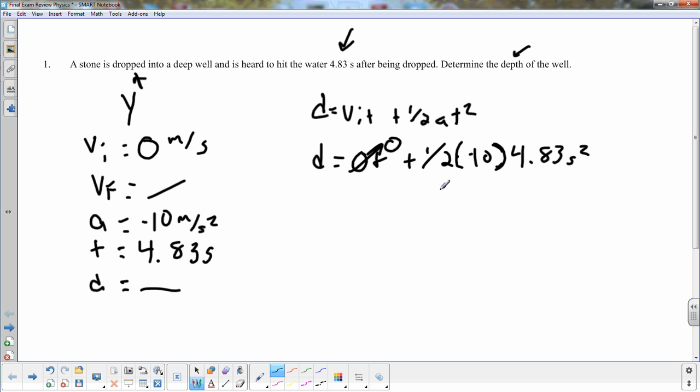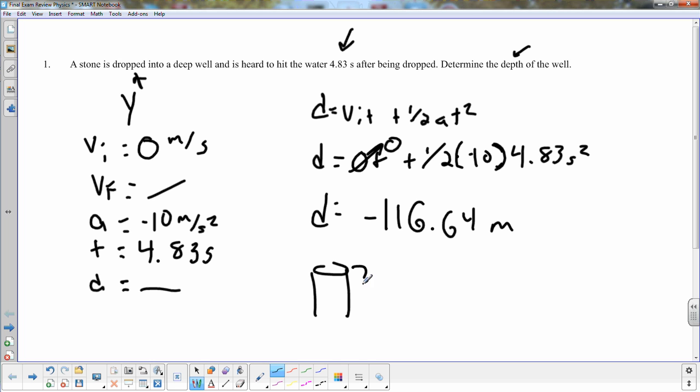And if we do this out on a little calculator, 0.5 times negative 10 times 4.83 squared, you will end up with a distance of negative 116.64 meters, which we're going to say, well, if it's a well, it must be 116.6 meters deep. So you're going to start here at the height of 0, and it's going to drop down. So there you go. Answer number one, 116.6 meters.